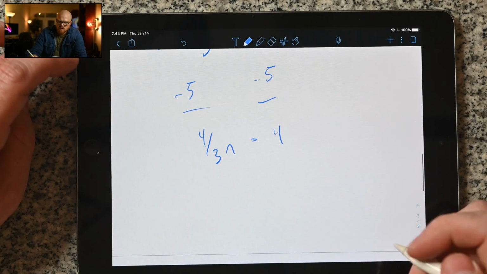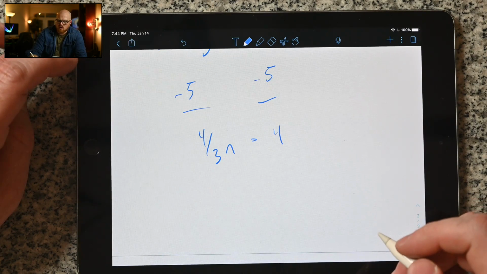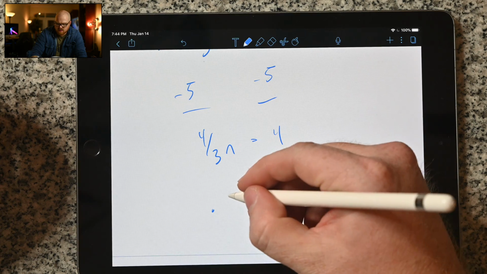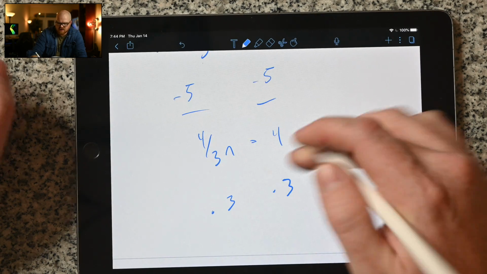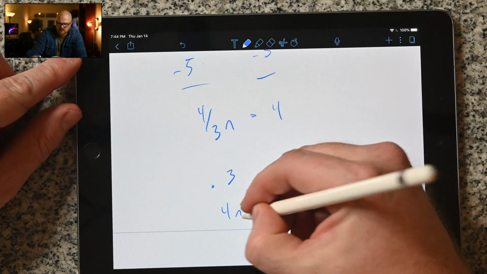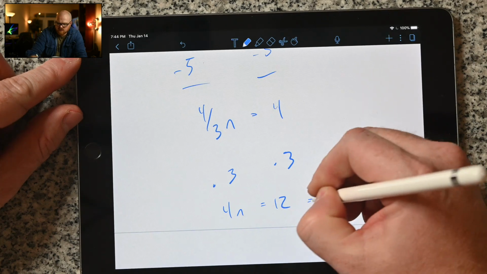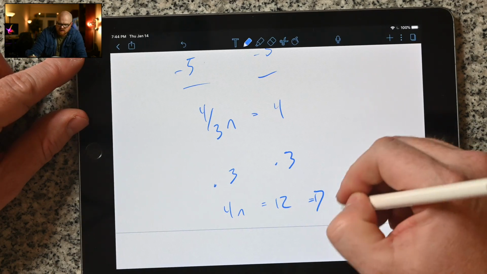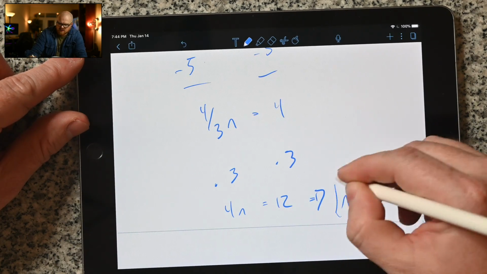And then now what I want to do is what? Times the 4/3 to try to get rid of it. Or times 3 on the left side. Yeah. To try to get rid of the denominator. Yep, I can do that. So that'll give me 4n equals 12. And then divide by 4. And then we'll divide and we'll find that n is 3.